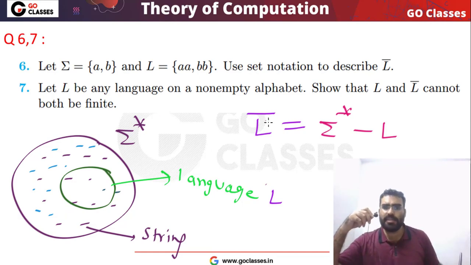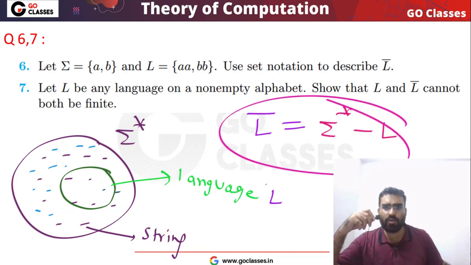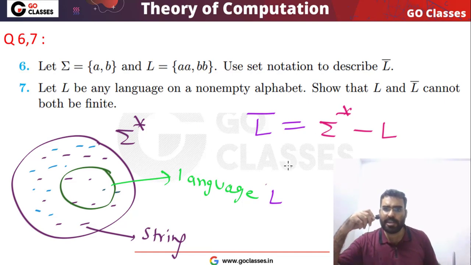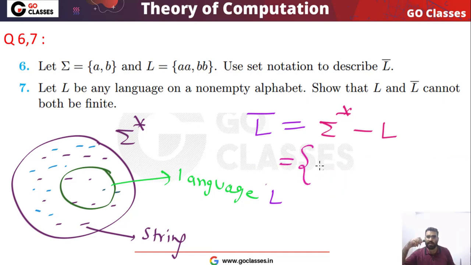So this is how we define the complement of L. The complement of L will be sigma star minus L. I can say the complement of L will be all the strings of sigma star which are not in L. So this is the definition of complement: L complement means all the strings which are not in L.